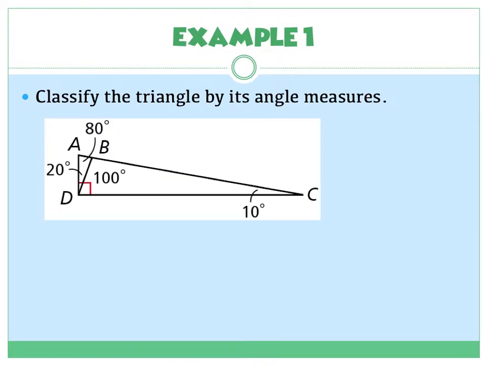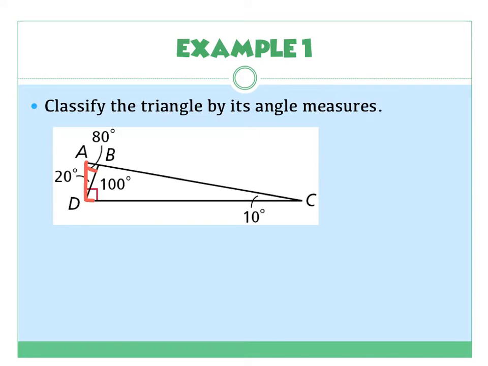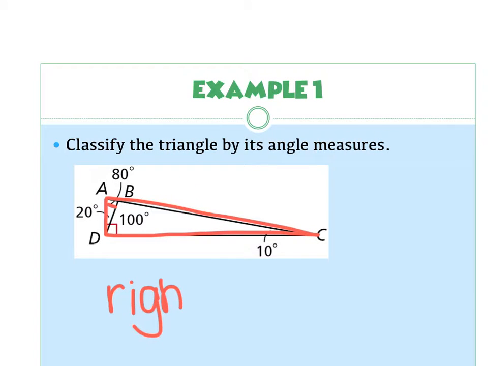All right, so first example just says classify the triangle by its angle measures. So we're classifying the big triangle, triangle ADC. What would we call this triangle? A right triangle. That's it. Super easy, right? Wait, but I thought right angles are 90. Yeah, this one is a 90. This one's 90. The 100 is on the inside. The 100 is this angle here.